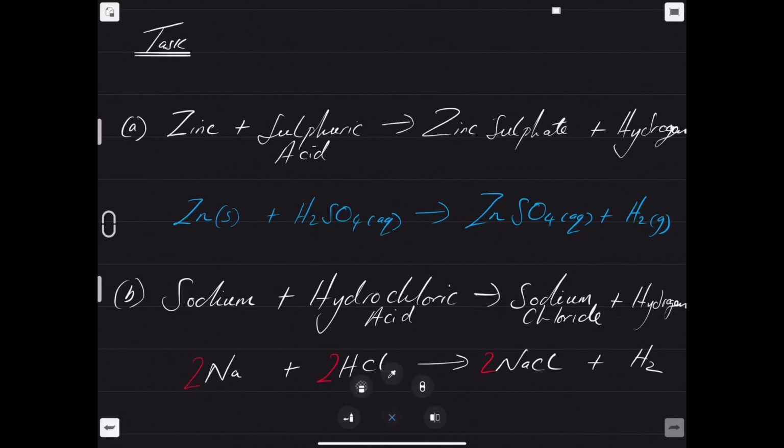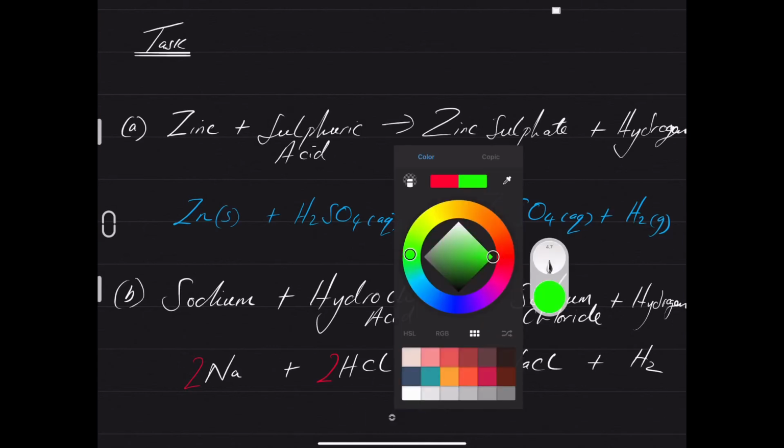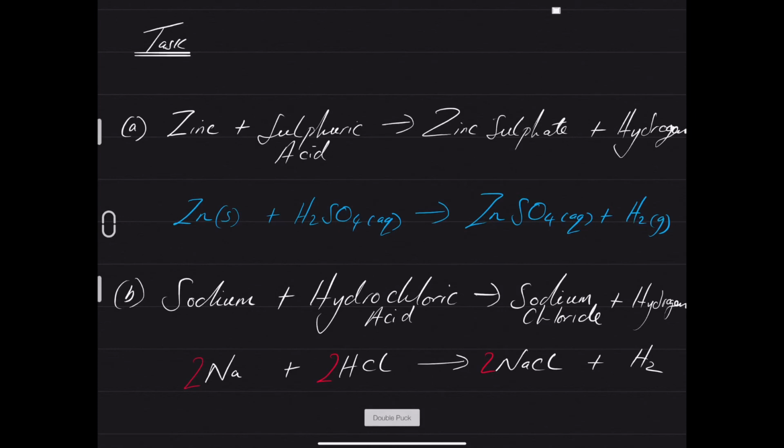We're still not finished. We need to put in the state symbols, and sodium metal is a solid, hydrochloric acid is aqueous, this is sodium chloride, and we haven't had any other treatment to this salt, so this is still aqueous, and this is a gas. So these are the answers that you should have been getting on your paper.